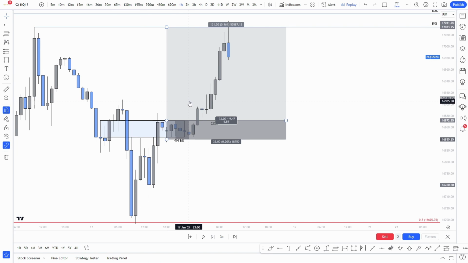These are A+ setups. Change in state of delivery is one of the most powerful concepts that you can utilize in your trading, but you have to be patient. There is no predicting the market. You have to react to the market. And then and only then will you make guaranteed money.